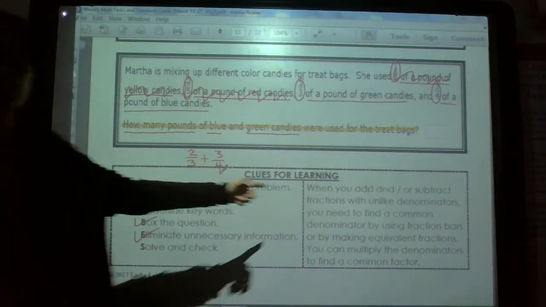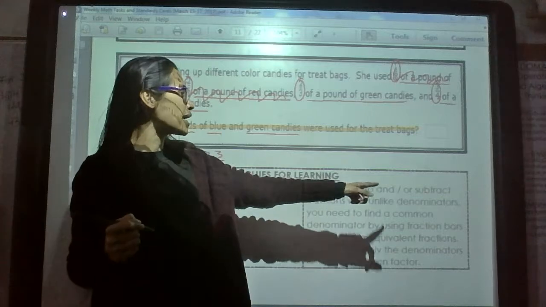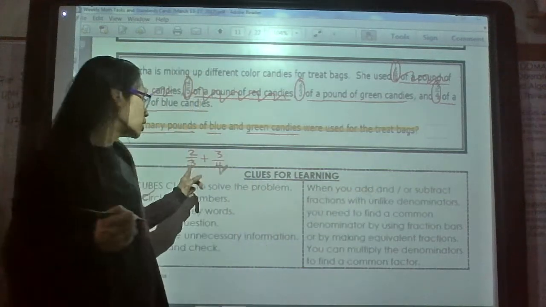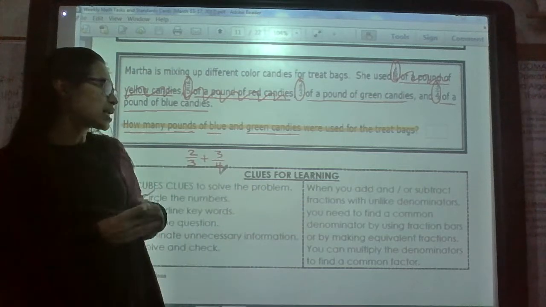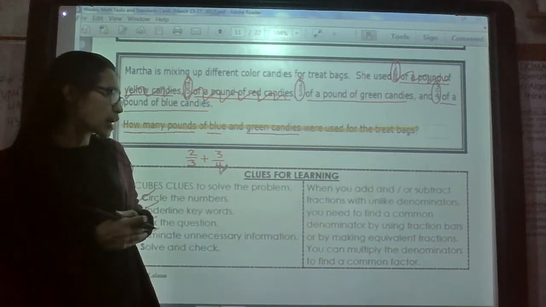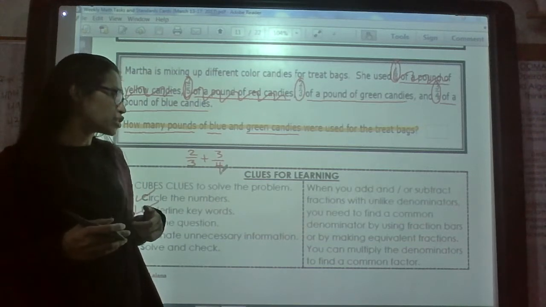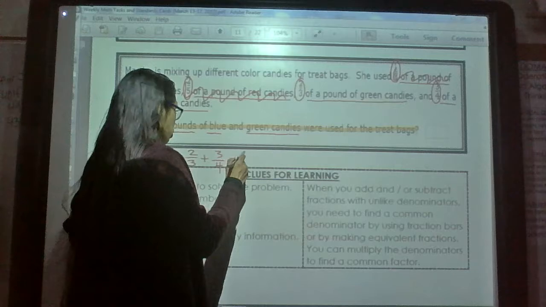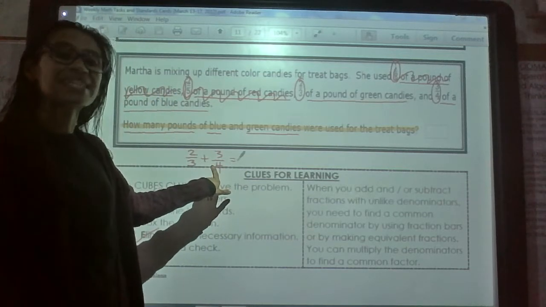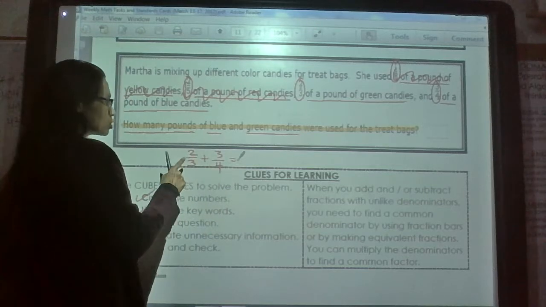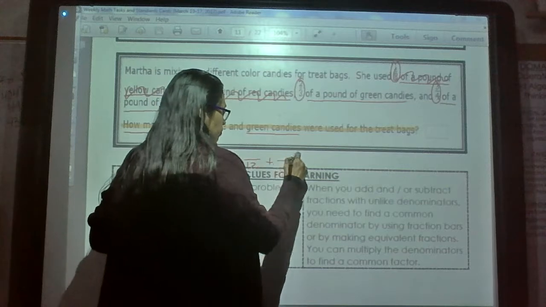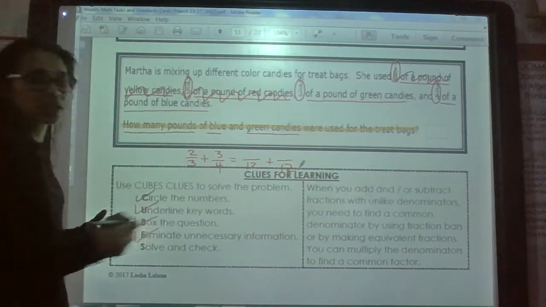Now, up here, here's some more clues. It says when you add or subtract fractions with unlike denominators, look, they're different denominators, you need to find a common denominator by using fraction bars or by making equivalent fractions. You can multiply the denominators to find a common factor. So remember, you're not going to do 3 plus 4. Oh, no. We need to find the same denominator. And we could do 3 times 4, which is 12, right there. Can you see that? I hope you can see that.